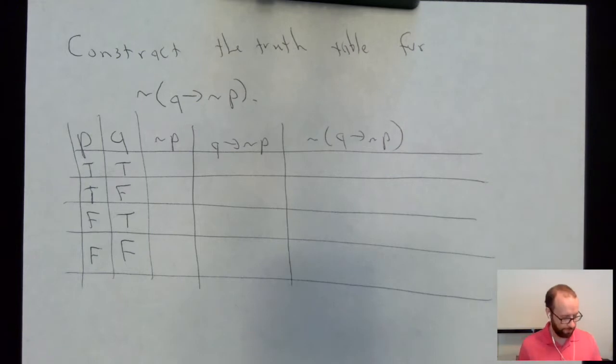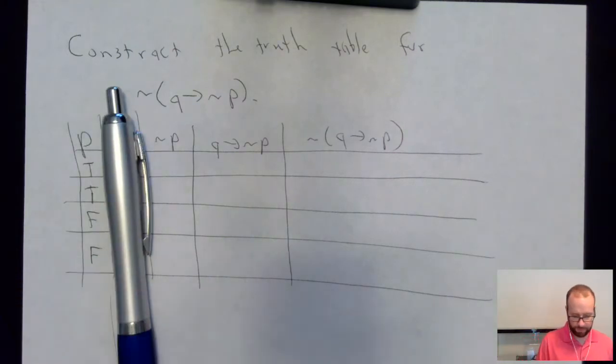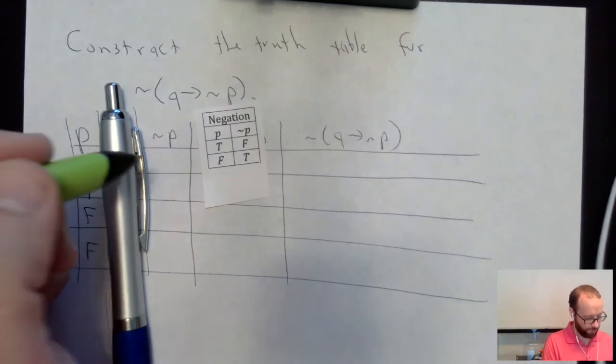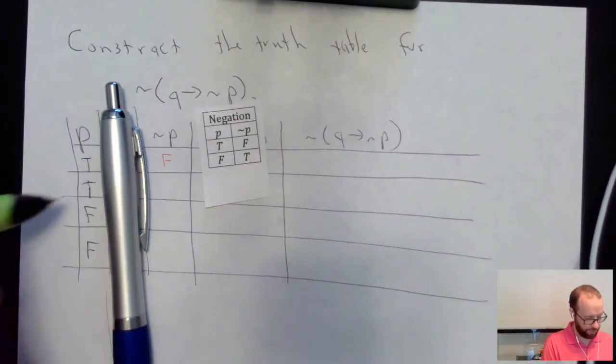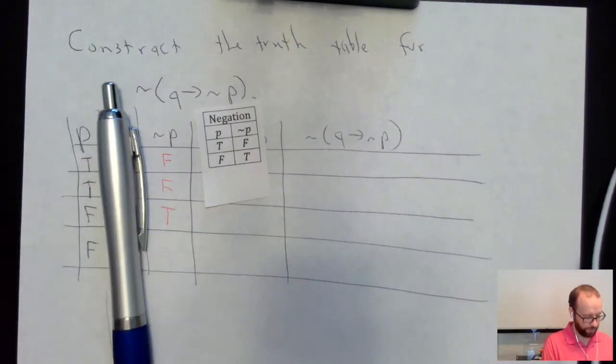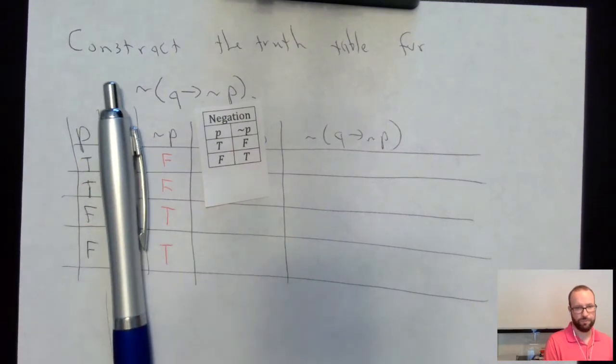First column we don't have filled in is the negation of P. We cover up P. I'm going to grab a negation table just in case you've forgotten that negation means just change it to the opposite thing. And here we go. First row P is true, not P is false. Second row P is true, not P is false. Third row P is false, not P is true. Fourth row P is false, not P is true. Great.